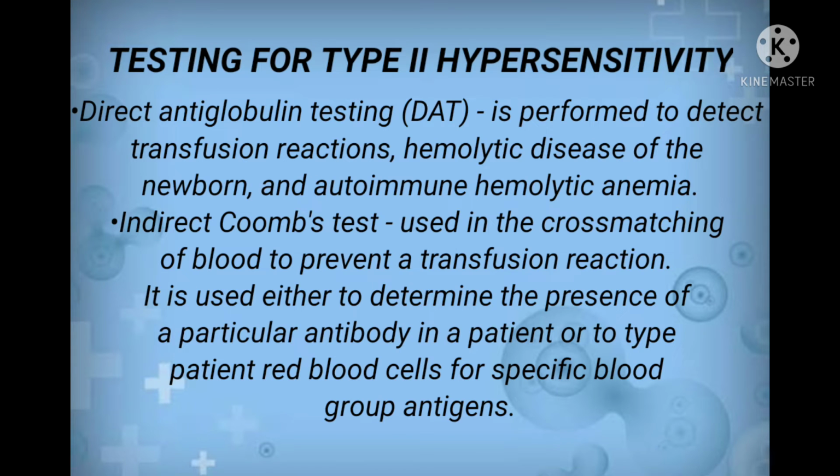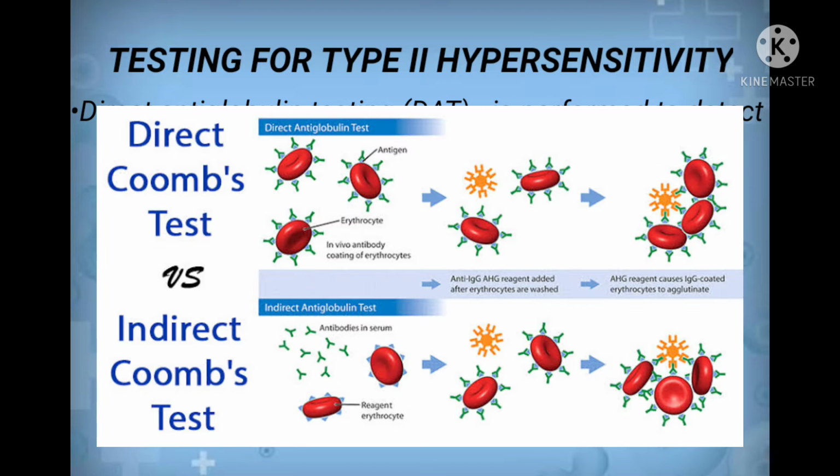Testing for type 2 hypersensitivity. Direct antiglobulin testing, or DAT, is performed to detect transfusion reactions, hemolytic anemia of the newborn, and autoimmune hemolytic anemia. And the indirect Coombs test is used for the cross-matching of blood to prevent a transfusion reaction. It is used either to determine the presence of a particular antibody in a patient or to type patient red blood cells for specific blood group antigens.